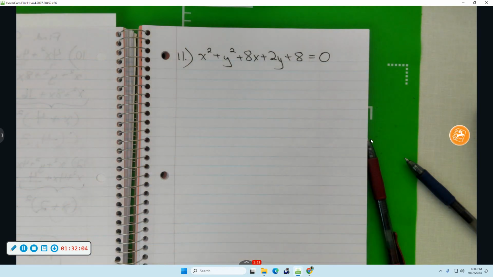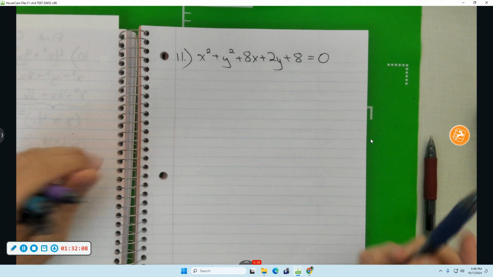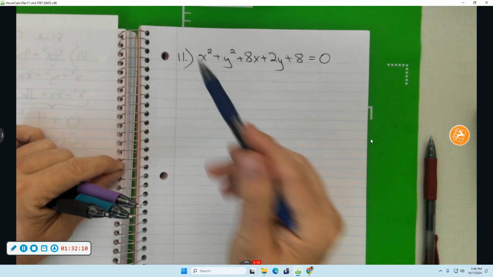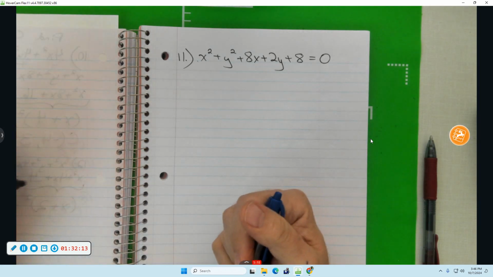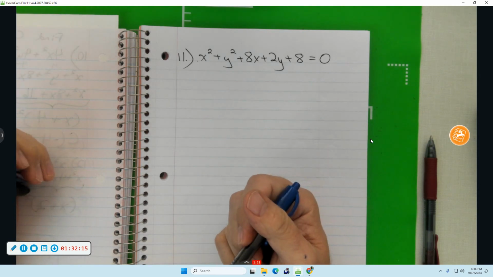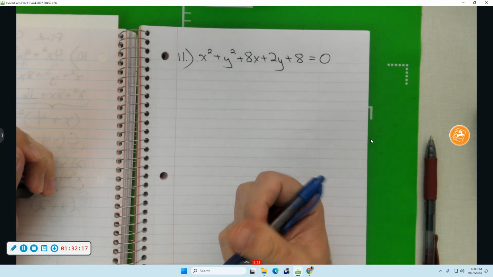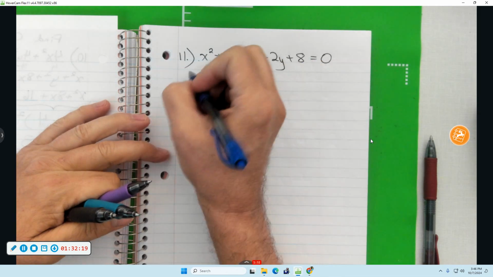Switch there. What am I going to do first? Do I need to divide? No, the leading coefficient's already a 1. So just tell me, what will I do next? Okay, so we're going to put the x's together.